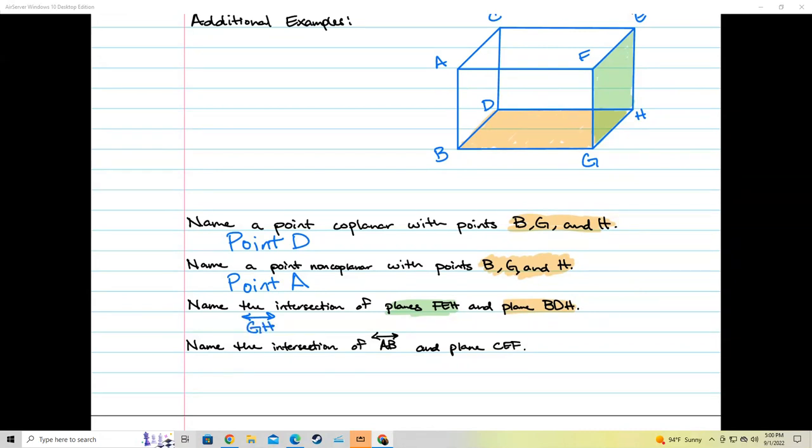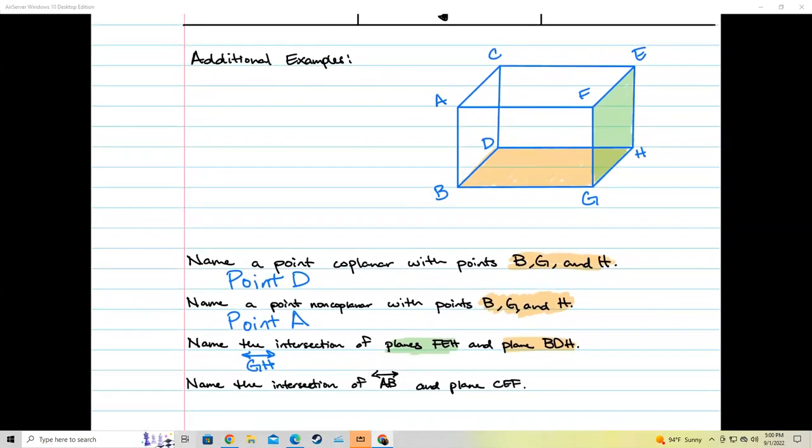And then our last question, it says, name the intersection of line AB and plane CEF. Line AB, that's this line right here. But remember, it's a line, so it's got to extend, and we got to put arrows on it. Because I have not highlighted that yet, I'm going to highlight that one in blue. Here is line AB. And I want it to intersect with plane CEF.